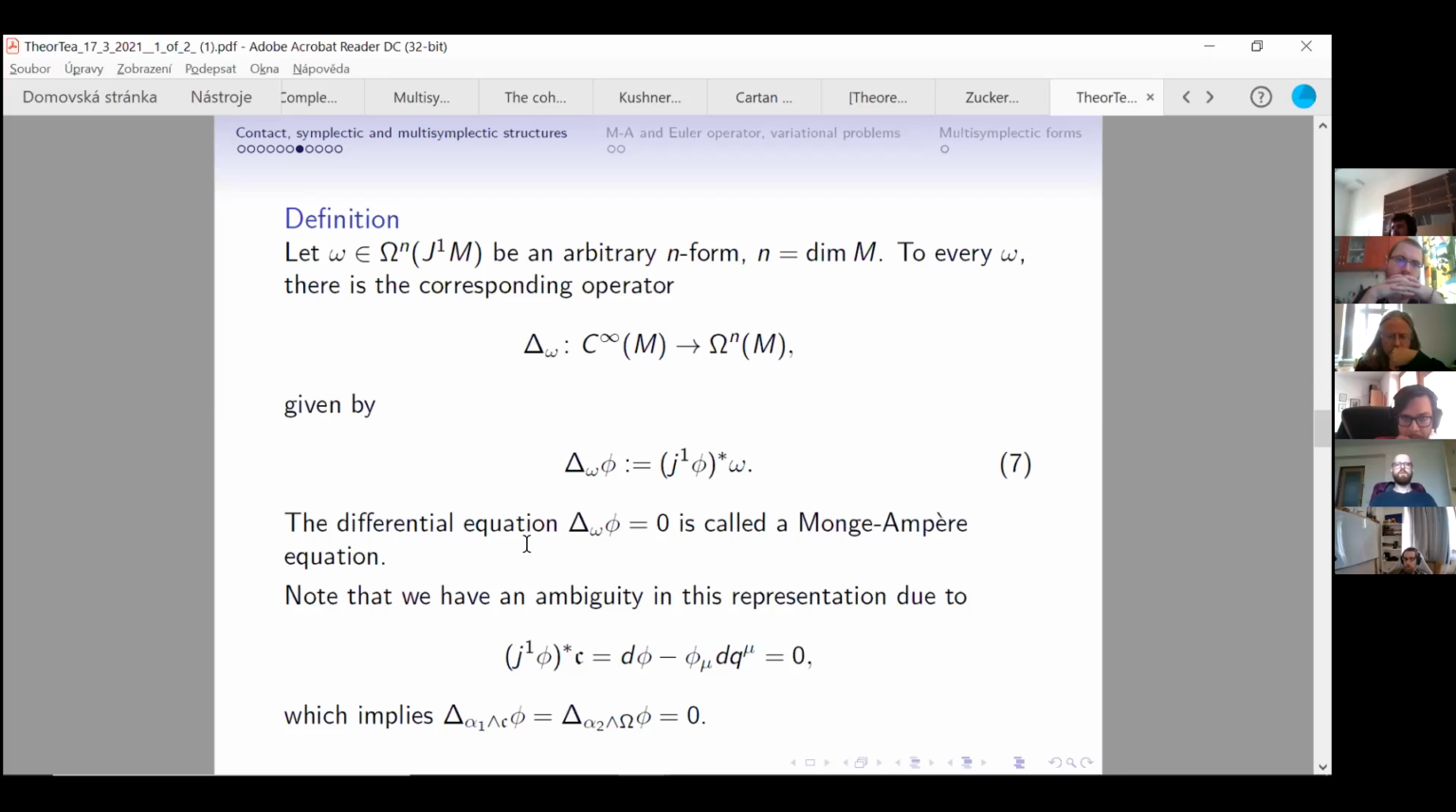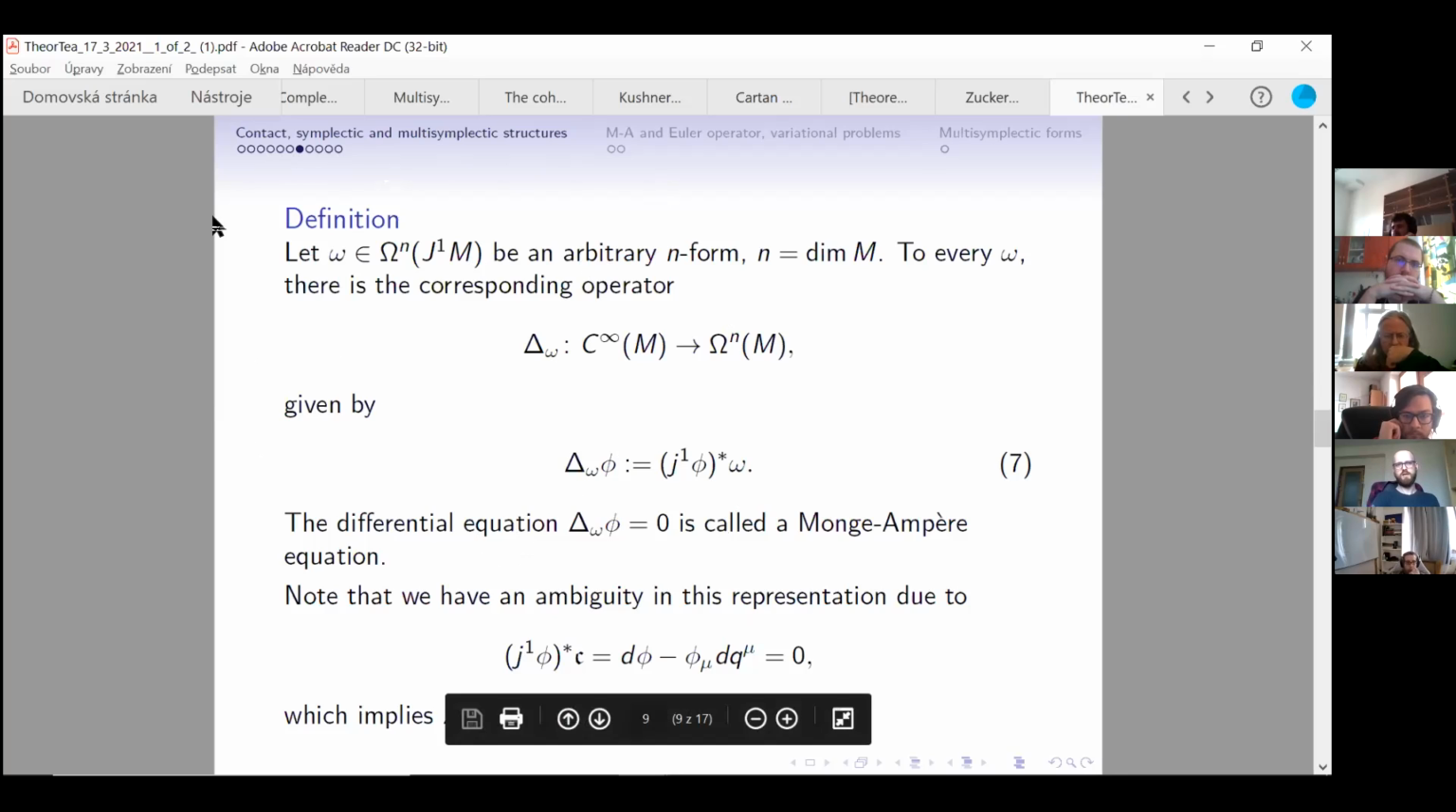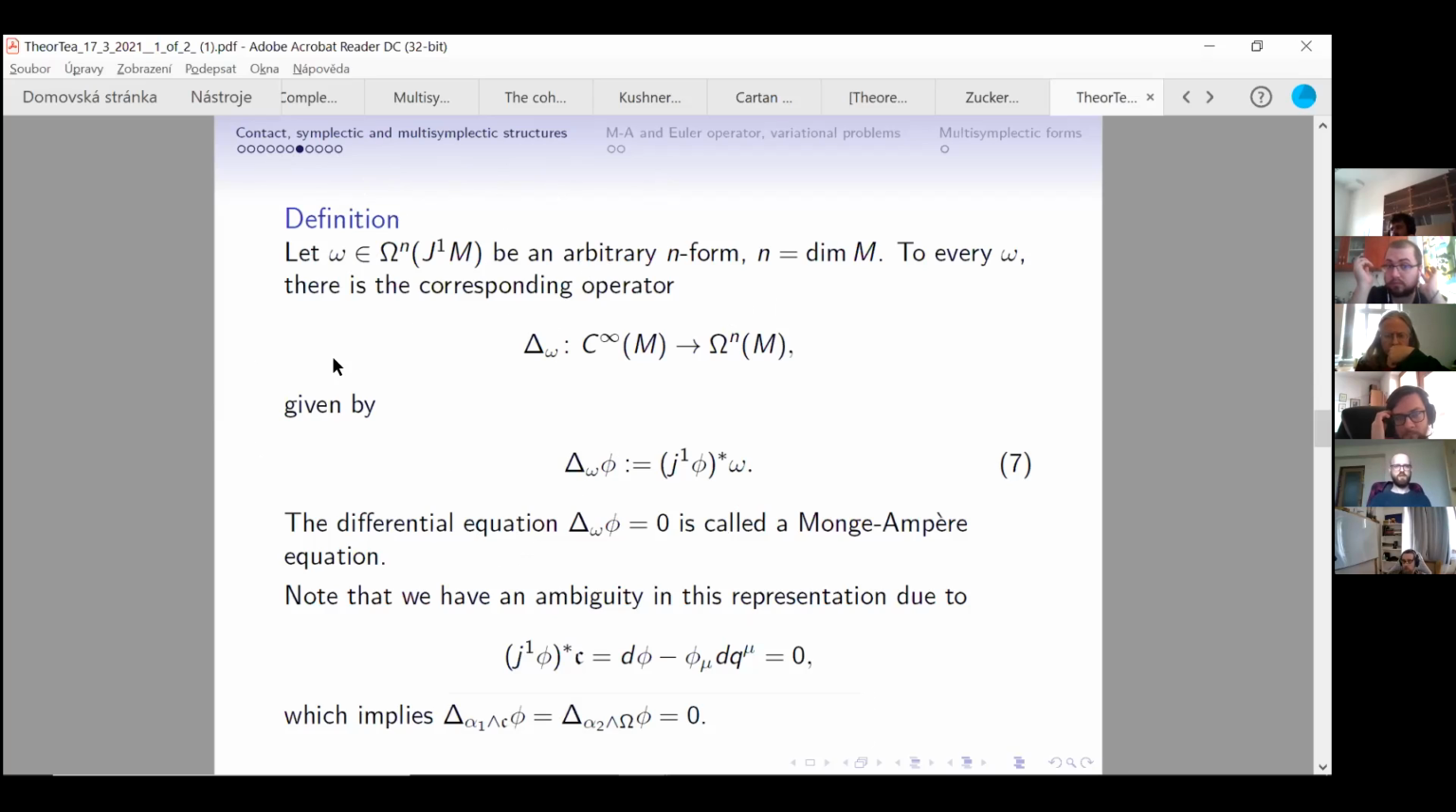Now let us see. We should be in the section of operators already, so don't be confused with the description in the heading. This is in fact the Monge-Ampere operator, which I didn't want to call Monge-Ampere, because it's not always called Monge-Ampere in every literature. So what do we have? Consider n-forms on J1m. Notice that if m is n-dimensional, J1m is 2n plus 1 dimensional, so there are plenty of n-forms on J1m.